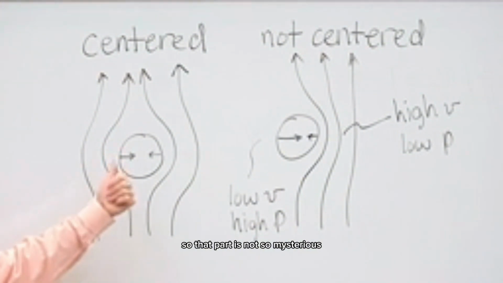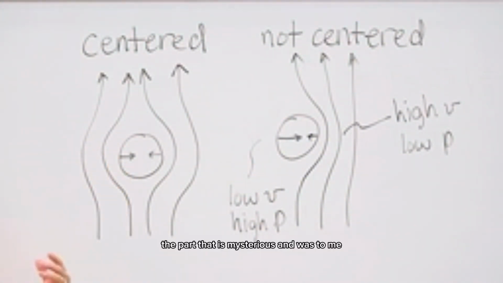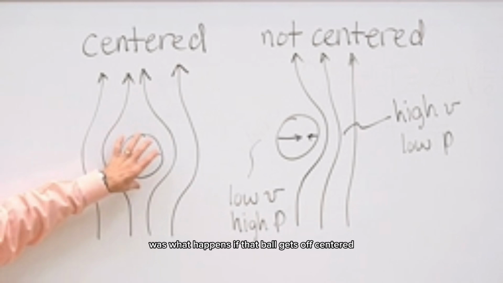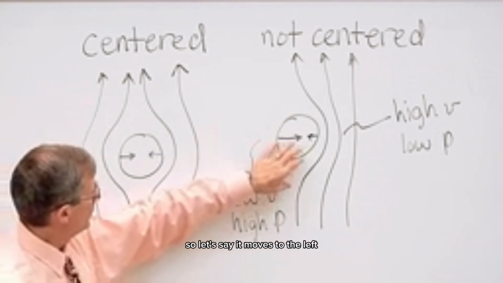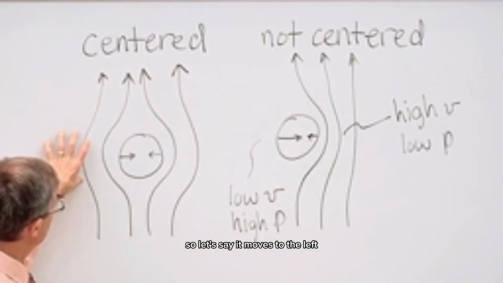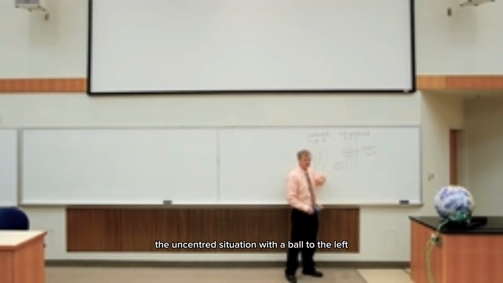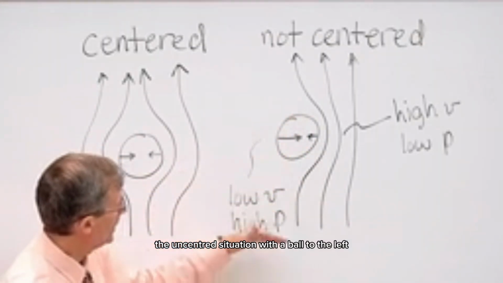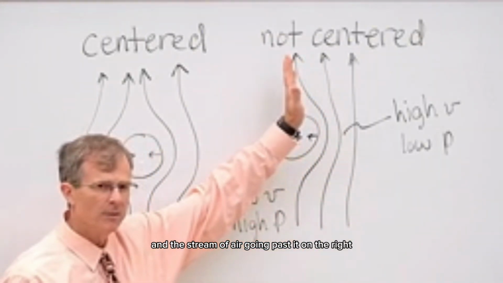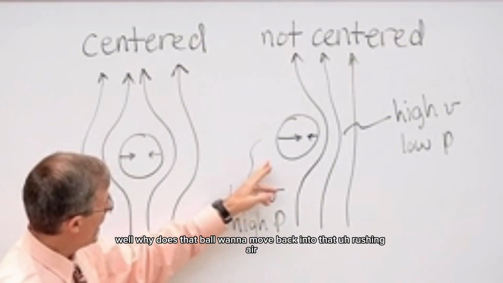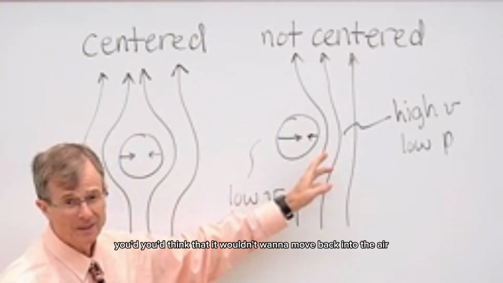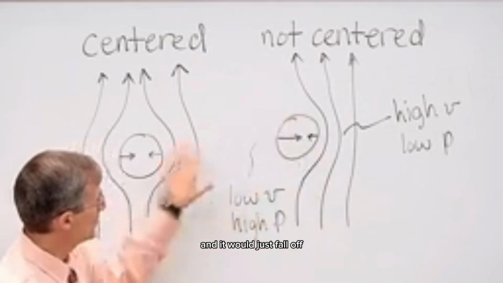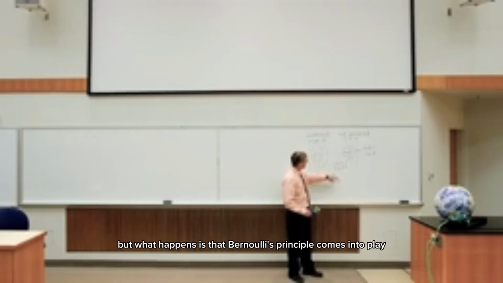So that part is not so mysterious. The part that is mysterious, and was to me, was what happens if that ball gets off-centered? So let's say it moves to the left, and this shows the uncentered situation with the ball to the left and the stream of air going past it on the right. Well, why does that ball want to move back into that rushing air? You'd think that it wouldn't want to move back into that air and it would just fall off to the side. But what happens is that Bernoulli's principle comes into play.